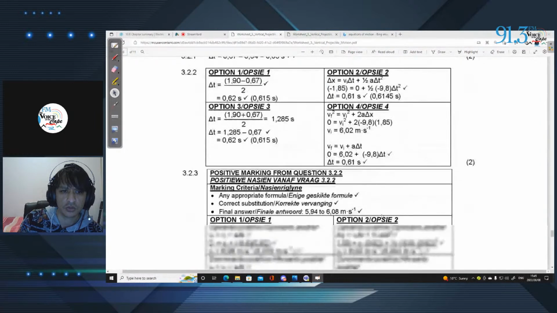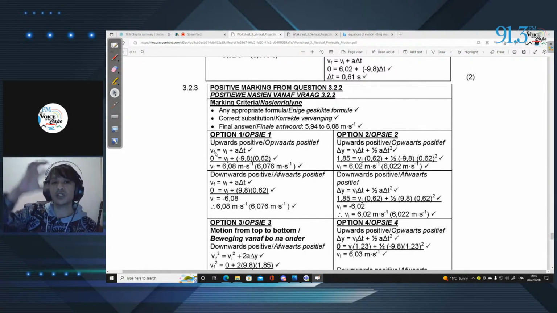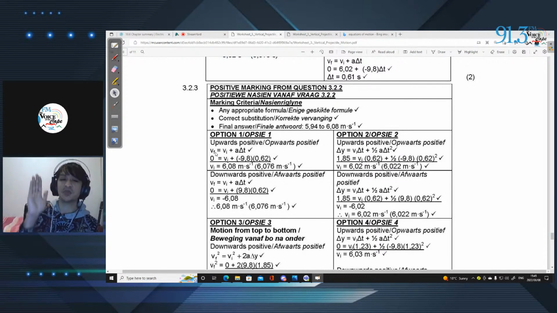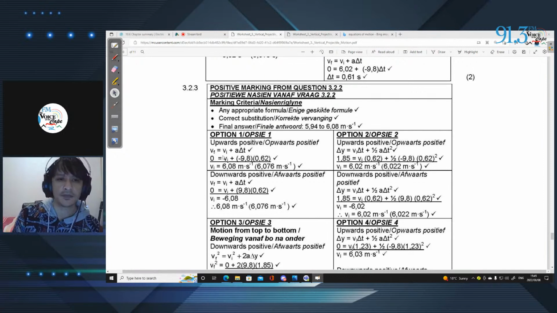for 3.2.3, we use the equation of motion. We say Vf equals Vi plus a delta t. We know that our final velocity for when it reaches the peak is always 0 meters per second. Remember that when the ball reaches the peak, it's slowing down as it goes up, until it reaches 0 meters per second. This is due to the negative acceleration due to gravity. Then we have Vi, that's what we need to find out. So they use this equation. We know acceleration is negative 9.8. We know it took 0.62 seconds.